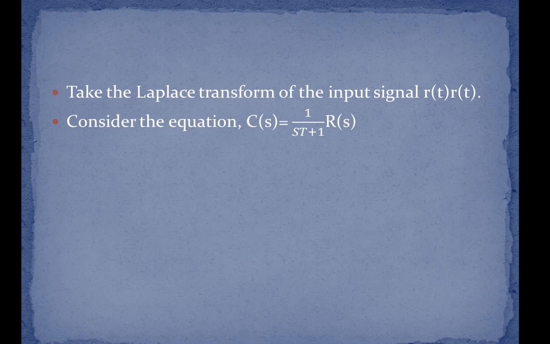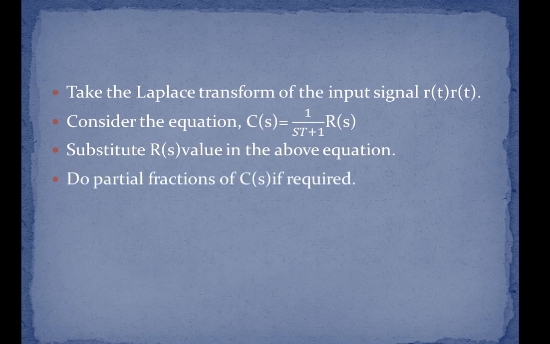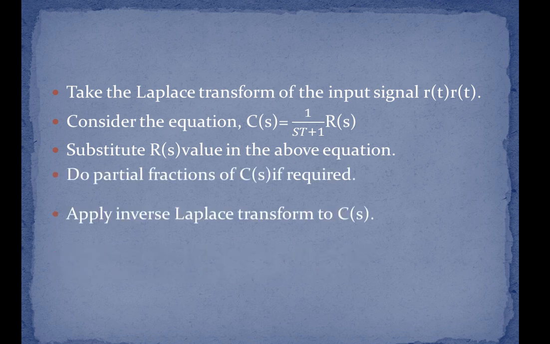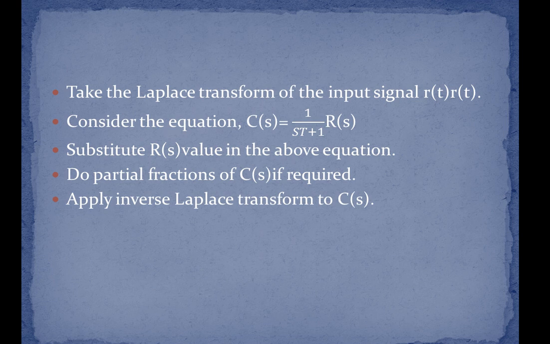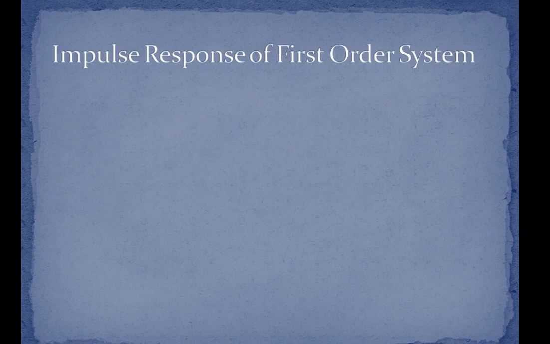Consider the equation C of s equal to 1 by s t plus 1 into R of s. Substitute R of s value in the above equation. Do partial fractions of C of s if required. Apply inverse Laplace transform. So first of all, whatever the basic standard signals we know, I am trying to apply those basic signals to the first order system.